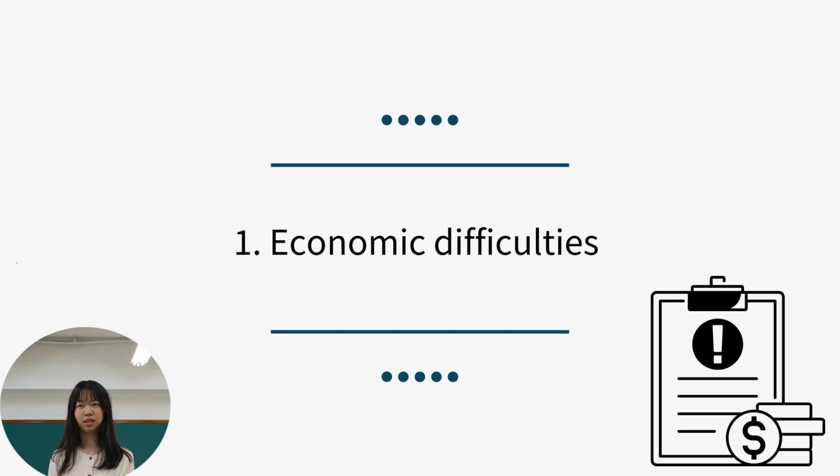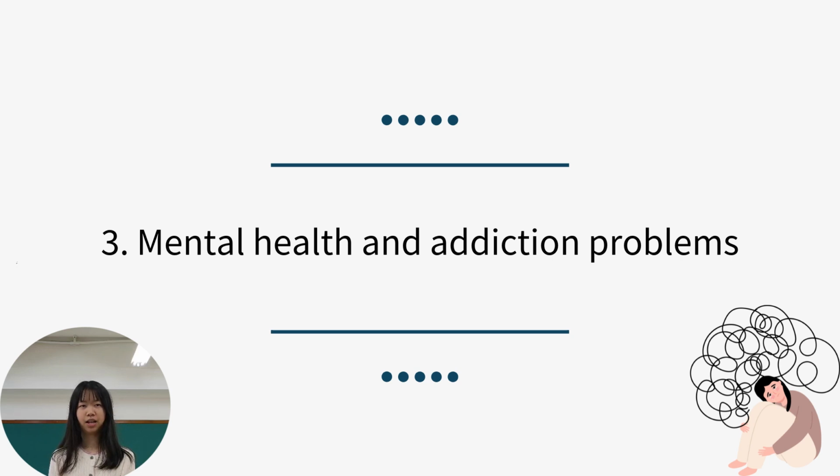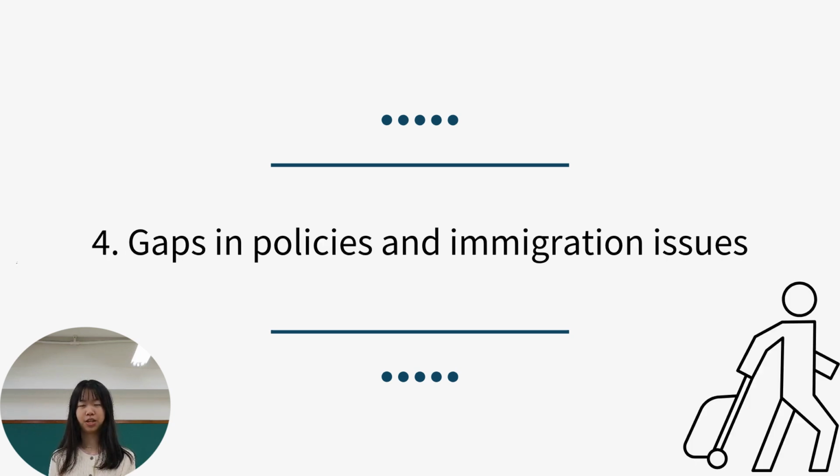This further intensifies homelessness. The second reason is family issues, such as domestic violence and broken marriages. These family problems can drive some people to become homeless. The third factor is mental health or addiction problems. Untreated mental health issues may cause people to be unable to work or live normally. The fourth reason is gaps in policies and immigration. Due to the increase in refugees from war-torn areas, some refugees in the UK are unable to access public resources, especially housing benefits, which adds to the number of homeless people.